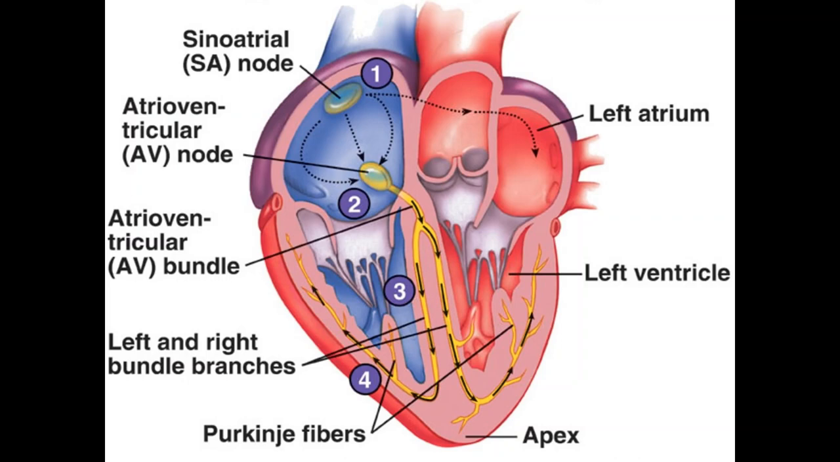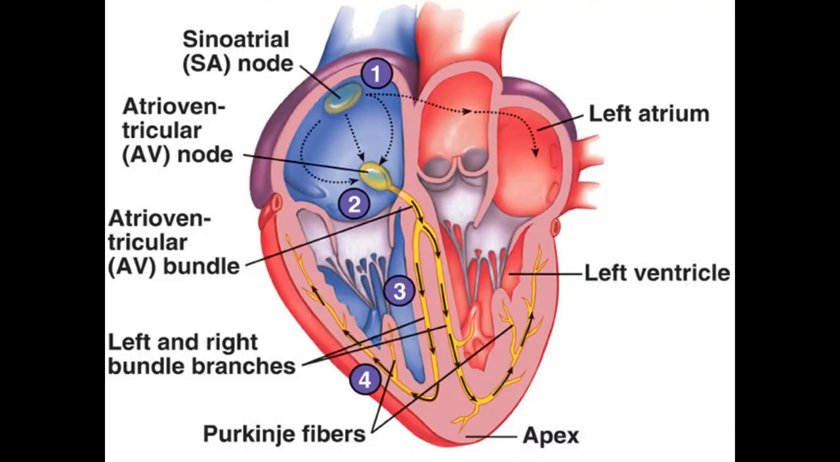This diagram shows how the heart generates electric rhythm or the cardiac impulse. You just follow the numbers here, number 1, 2, 3, 4. And this is of course a human heart. You can see the various chambers, the right atrium, left atrium, right ventricle, left ventricle in the muscular walls.